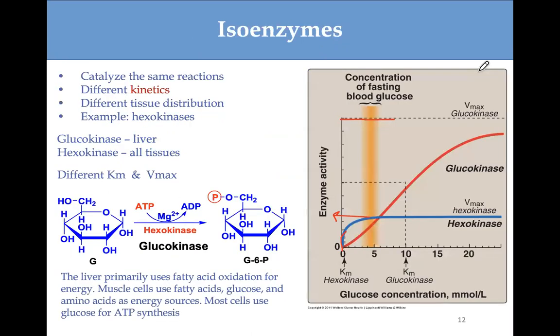Okay, let's repeat. We said Km and Vmax are two values that are different in glucokinase and hexokinase. We repeat it, no problem. Now, when you see hexokinase has lower Km, what does lower Km mean?